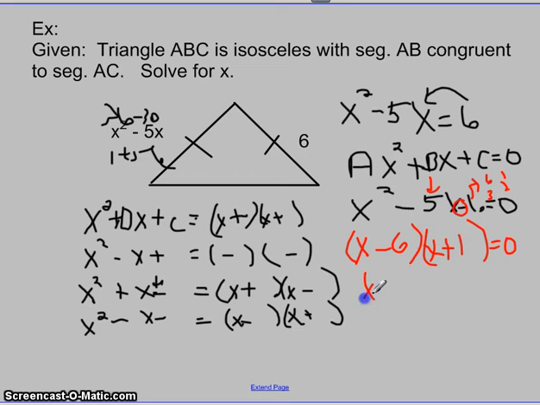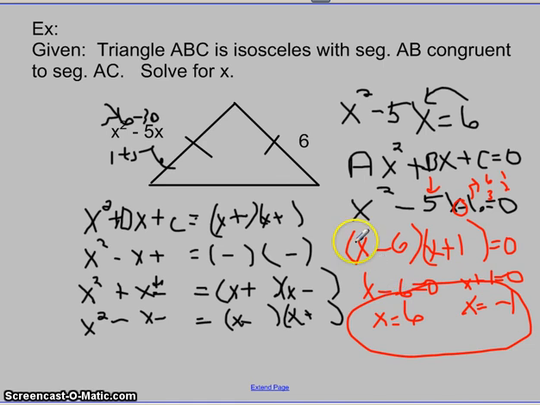So when I set both of these equal to 0, it's going to be one short quick equation to solve. So I'm going to have to minus the 1, so x would equal my negative 1, and I've already checked that answer, and x would equal 6, and I've already checked that answer. Both of these I know work from my check on the other method.